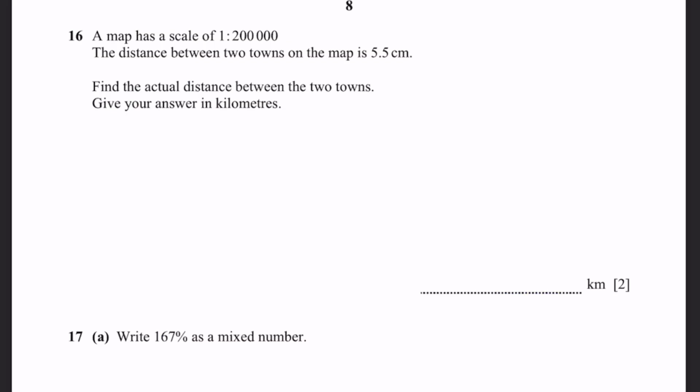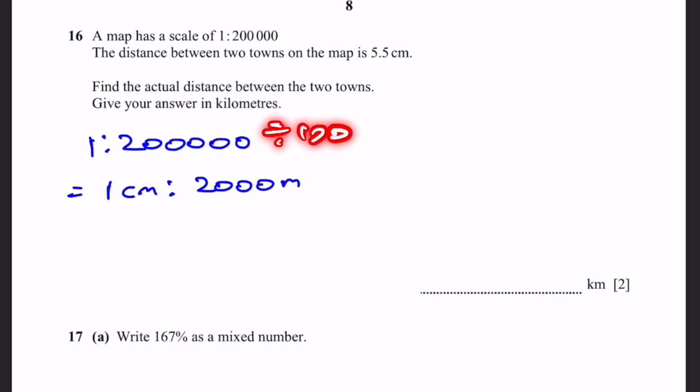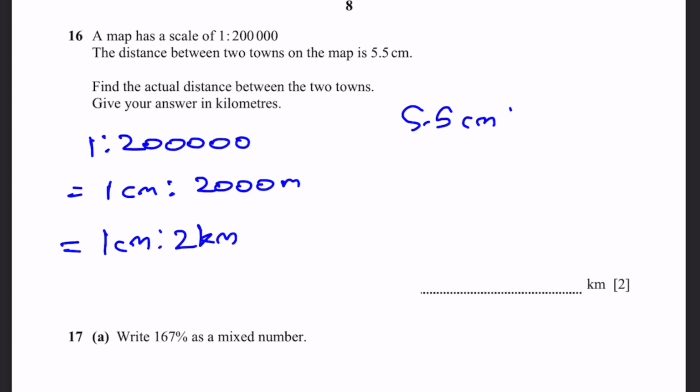Question 16. A map has a scale of 1:200,000. The distance between two towns on the map is 5.5 centimeters. Find the actual distance between the two towns, give your answer in kilometers. So 1:200,000 we can convert to 1 centimeter is to 2,000 meters, because we divide by 100, this is centimeters, to get 2,000 meters. And we divide by 1,000 to get kilometers. 1 centimeter is to 2 kilometers. So 5.5 centimeters is to 2 into 5.5, which is equal to 5.5 centimeters is to 11 kilometers.